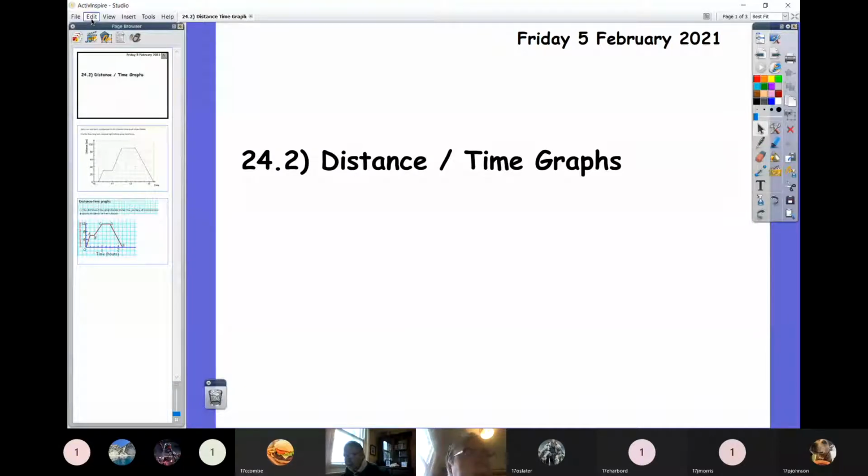Looking at speed, we were realizing that it's just the distance you travel over a period of time. So we were just working out how far you go in an hour, and that was obviously your speed in miles per hour. Now, what we're going to be looking at again today is distance-time graphs. So you've just got to get behind these.